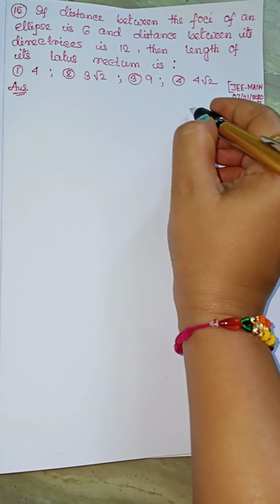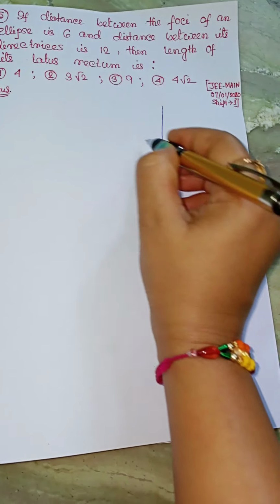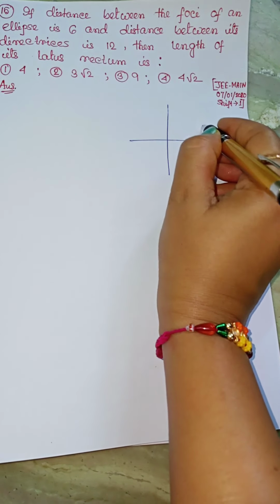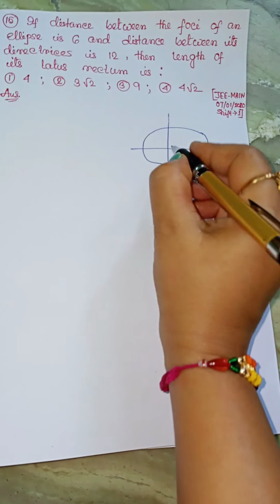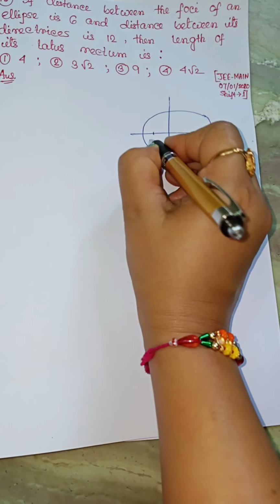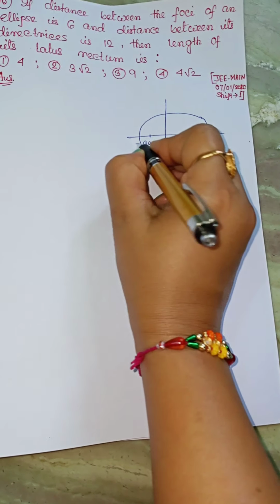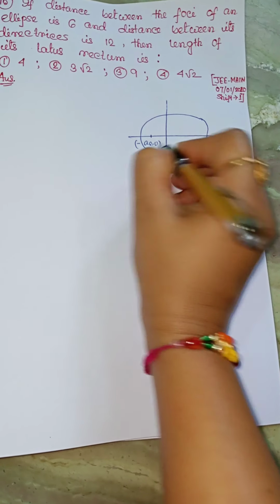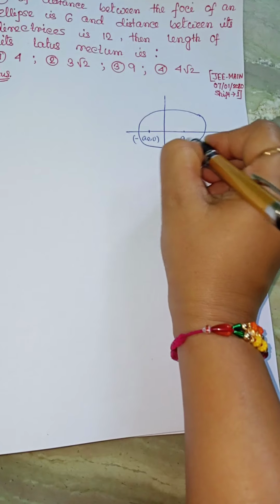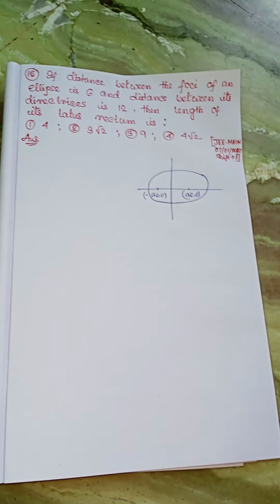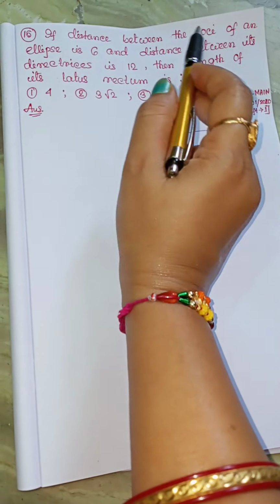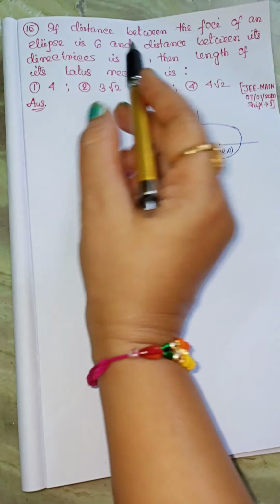At first, we draw the ellipse. Here are the two axes, and this is our given ellipse. Minus AE, 0 and AE, 0 are the two foci. So, the distance between the foci of the ellipse is 6.